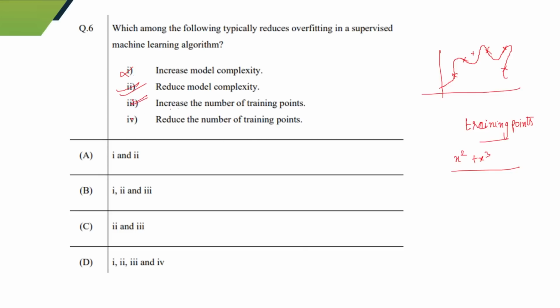But if I reduce the number of training points, that would not help me reduce overfitting, right? So the fourth would not be true. So which option is true here? Second and third give me the correct answer, right? So I can reduce overfitting by reducing model complexity, or by increasing the number of training points. Okay, so that's how I'm going to reduce overfitting.